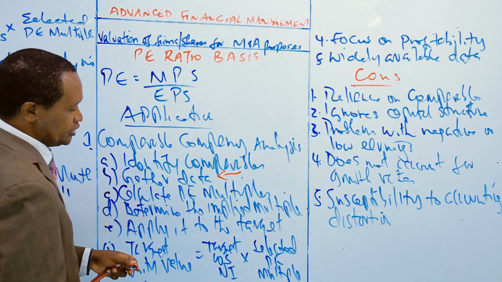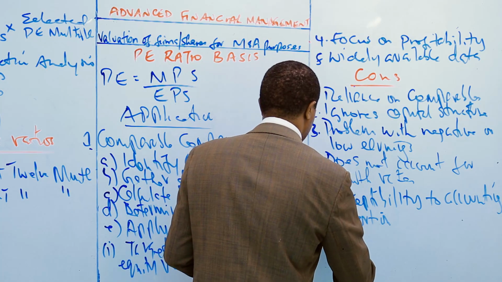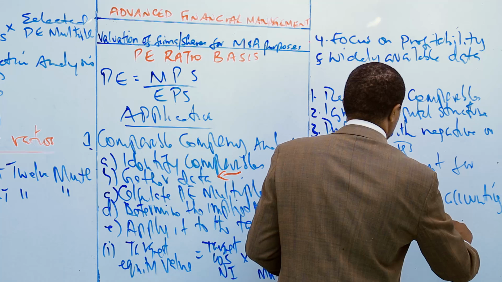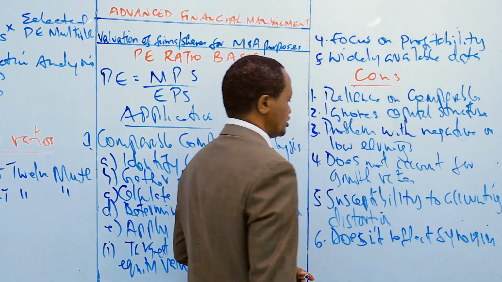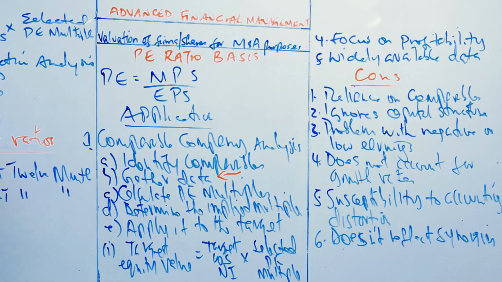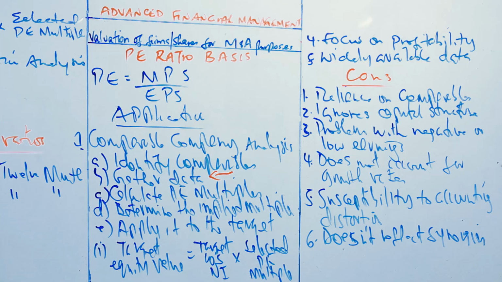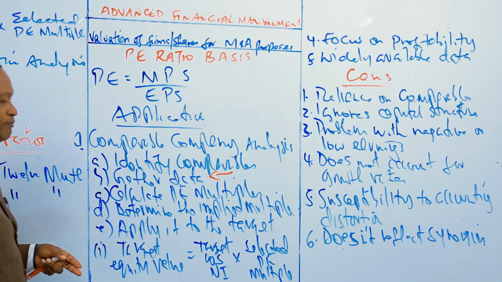that it does not reflect synergies. The PE ratio basis for valuation of mergers does not reflect synergies. The PE multiple, candidates, derived from standalone comparable companies or past transactions typically doesn't fully capture the unique synergies, like cost savings, like revenue enhancements that a specific acquirer might realize from a merger. You understand? And these synergies often justify paying a premium.